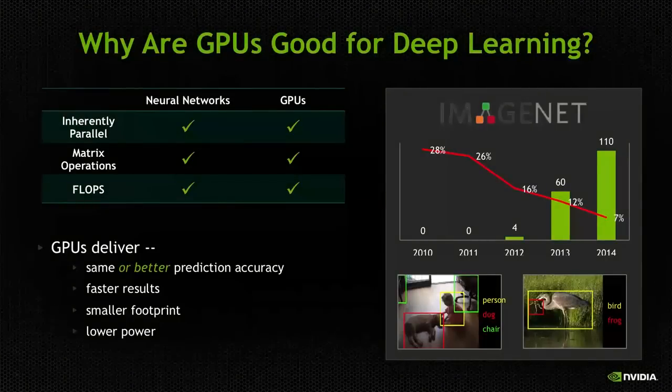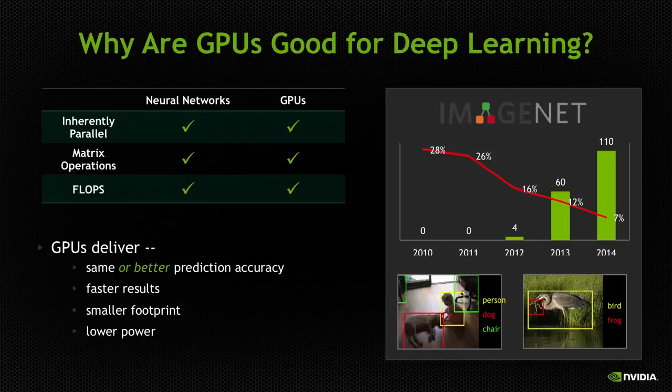Okay, so why are GPUs good for deep learning? Neural networks, specifically convolutional neural networks, are inherently parallel. They effectively break down to matrix operations, so convolutions, and they have lots and lots of floating point operations required. Well, this is one-to-one with what GPUs are good at, right? GPUs are the highest density, generally programmable floating point engines on the planet.